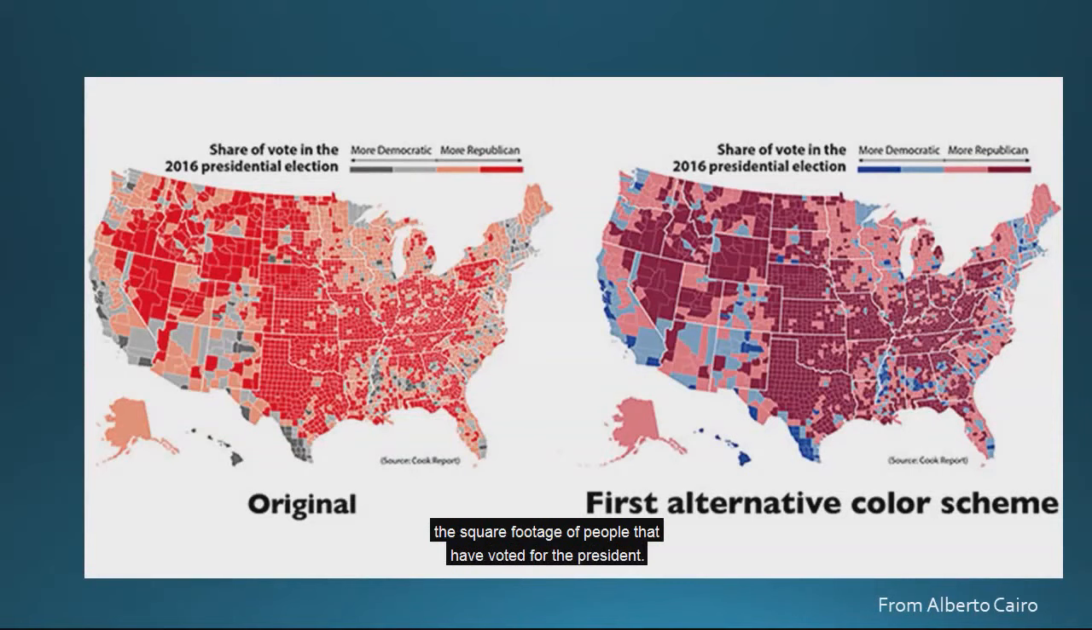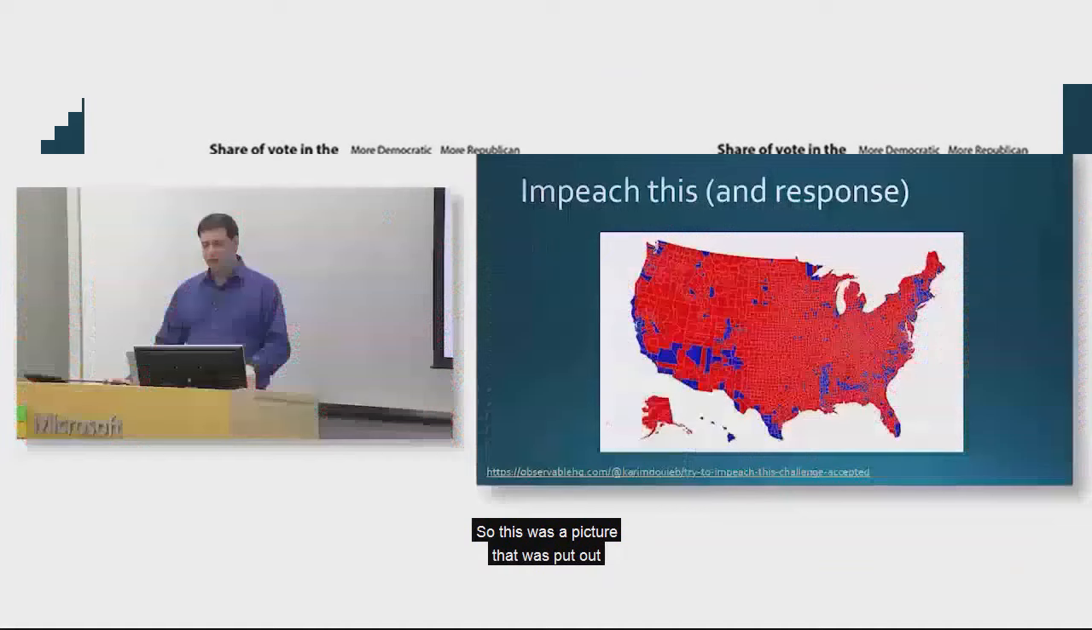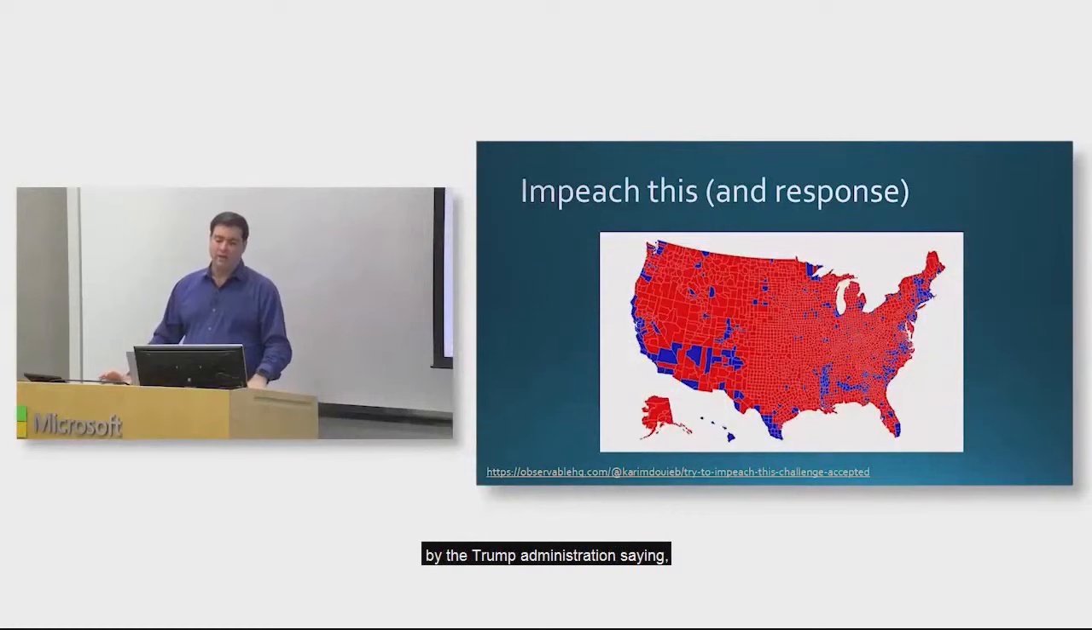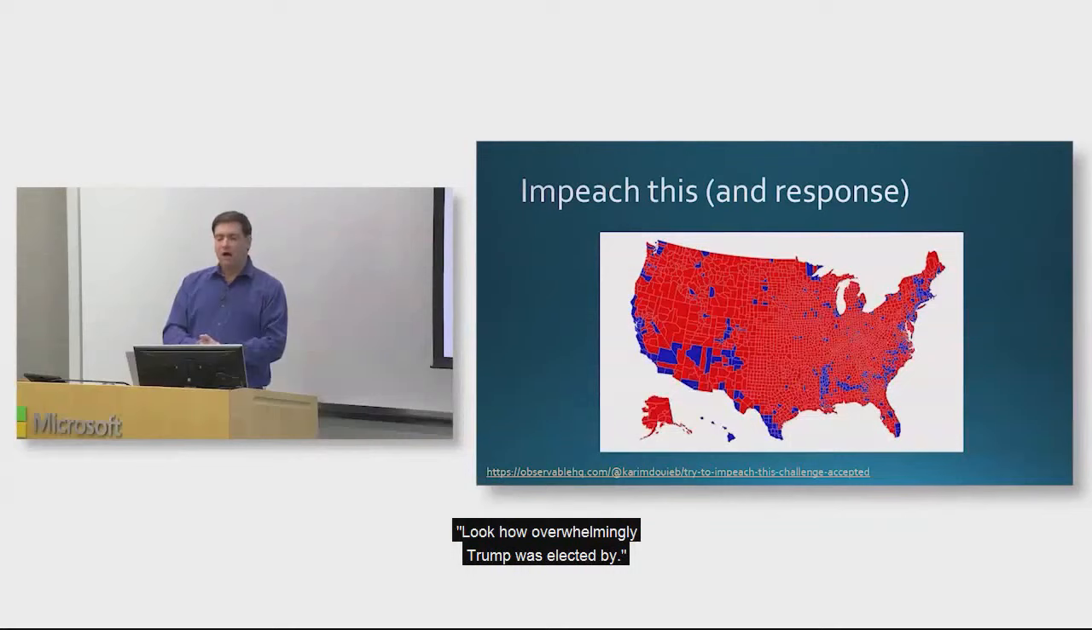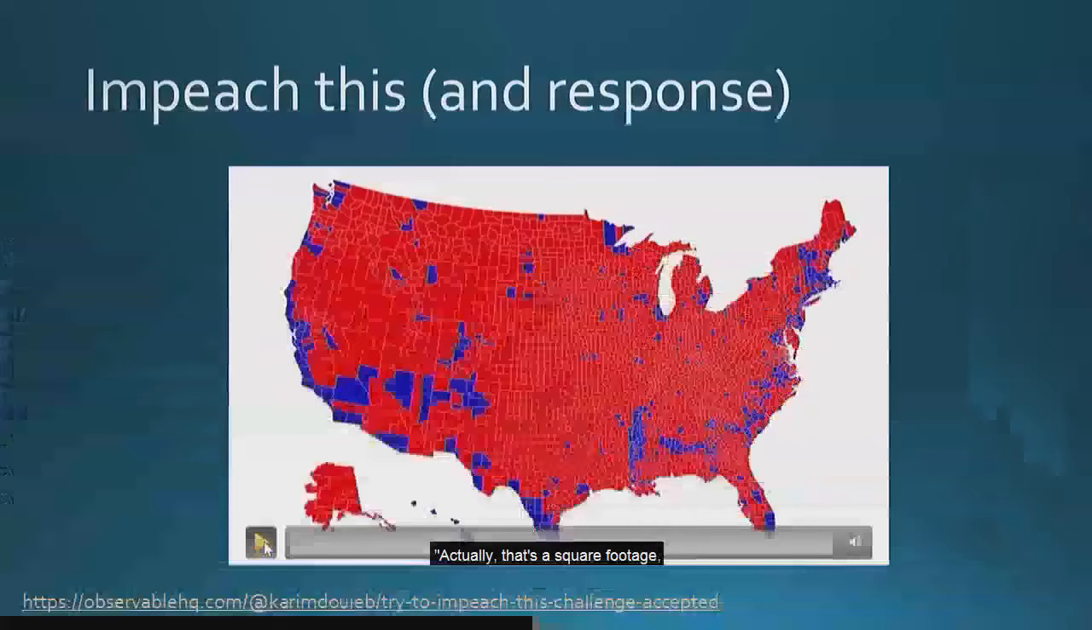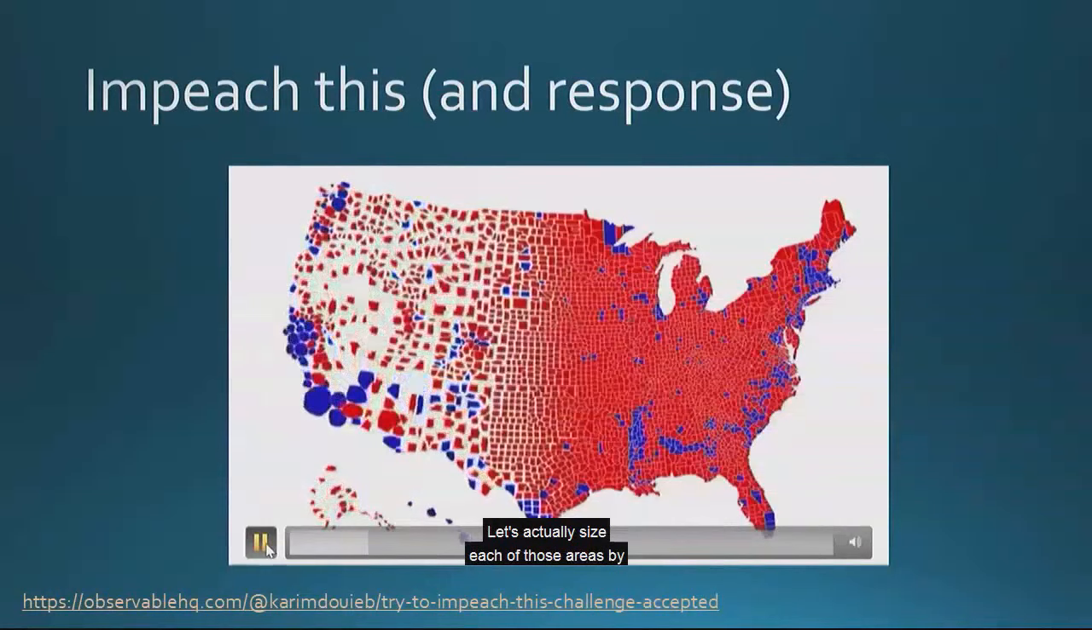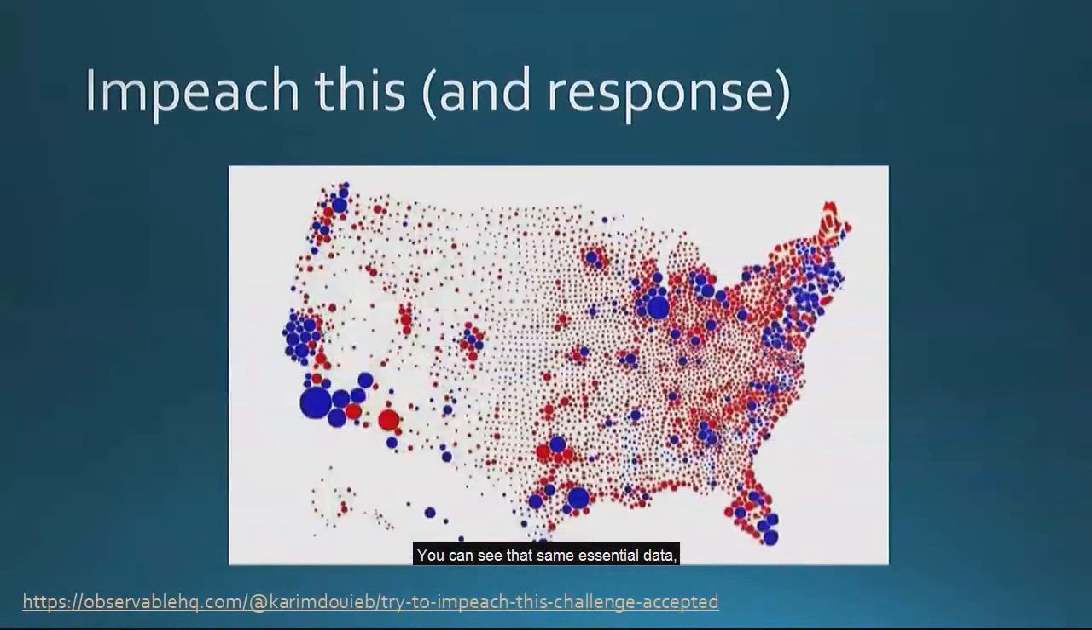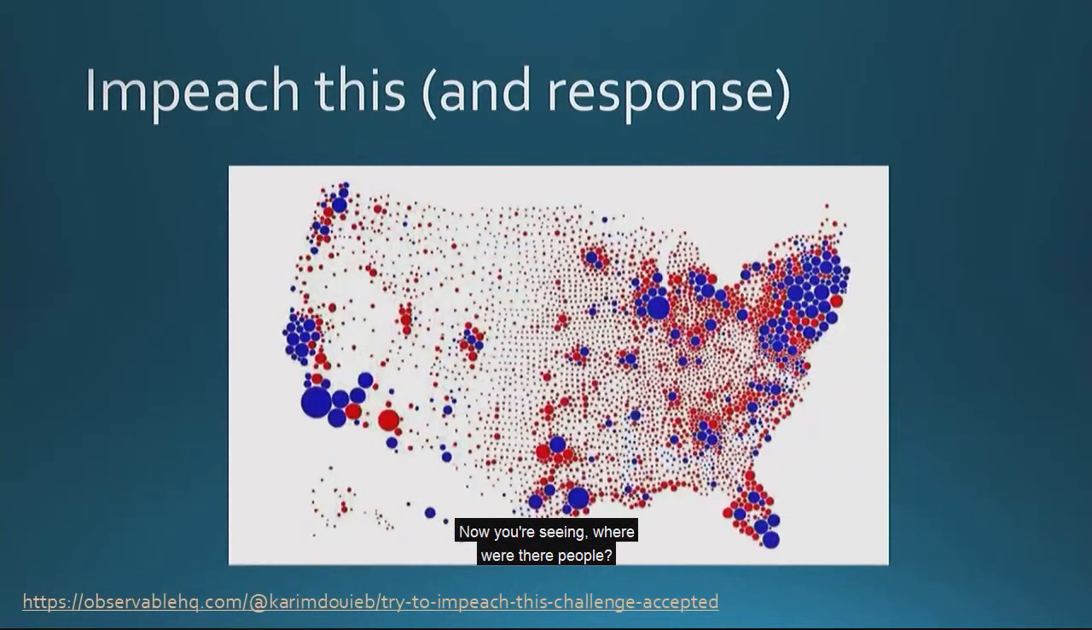So this was a picture that was put out by the Trump administration saying, oh, look how overwhelmingly Trump was elected. But then there was a response to that, taking that same data and saying, actually, that's square footage. We don't really care about square footage. Let's actually size each of those areas by how many people were voting in those areas, and transforming that. And you can see that same essential data, but a very different view. Now you're seeing where were the people, where were they concentrated, and how did people vote?